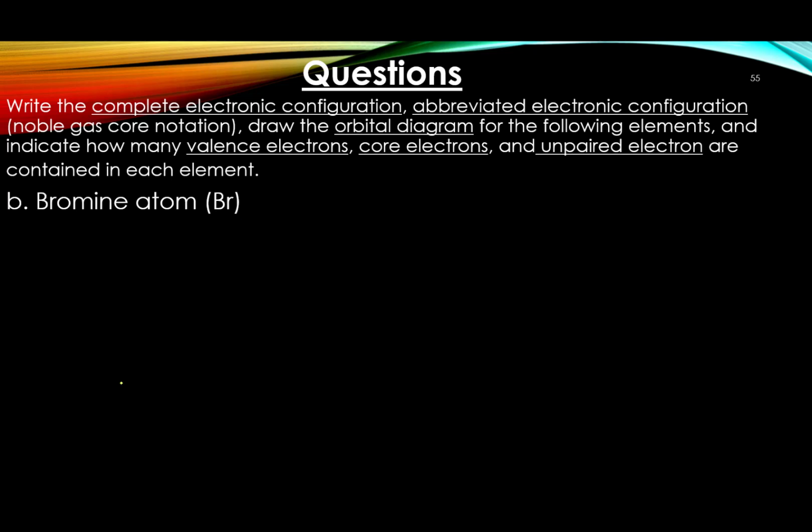Let's do one more. Let's do it for bromine. Bromine has 35 electrons. Now let's write down the electronic configuration for it.